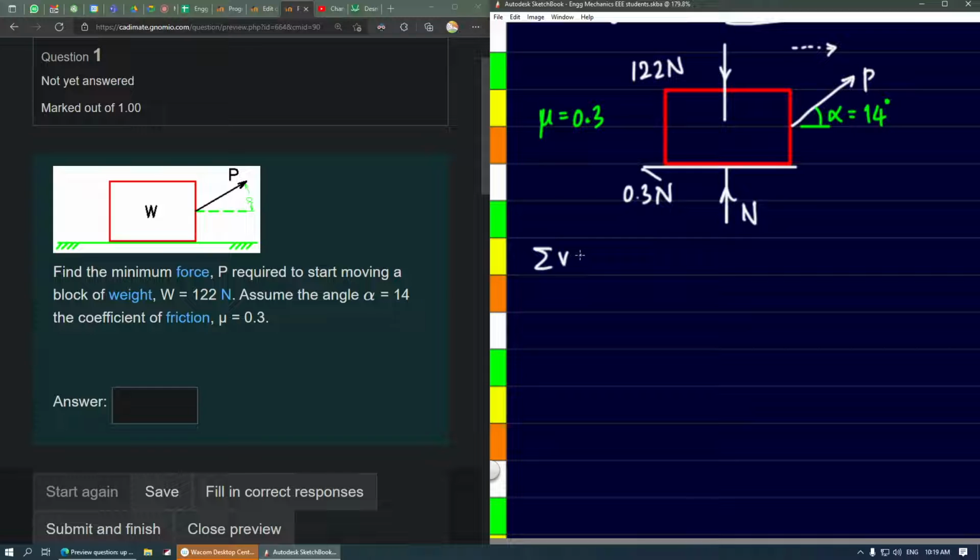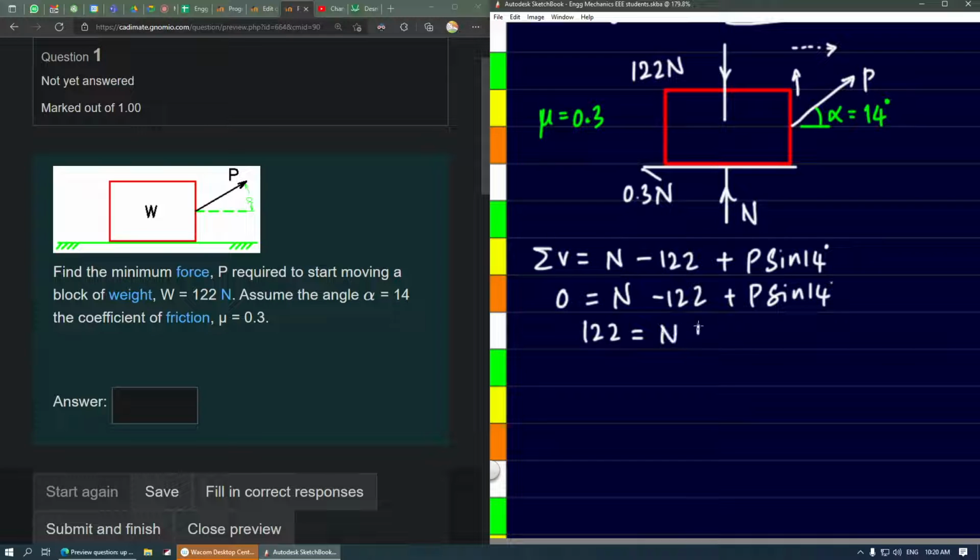Let's take the sum of vertical components first. N acting upwards, 122 newtons acting downwards, and there is another force, the component of P, that is acting upwards, and that component is P sine 14 degrees. So this total has to be equal to 0 because it's a problem of statics. N is not known, 122 is substituted, P is also not known, 14. Let's take the constant to the other side and we get 122 equals N plus P sine 14. We'll call this equation 1.